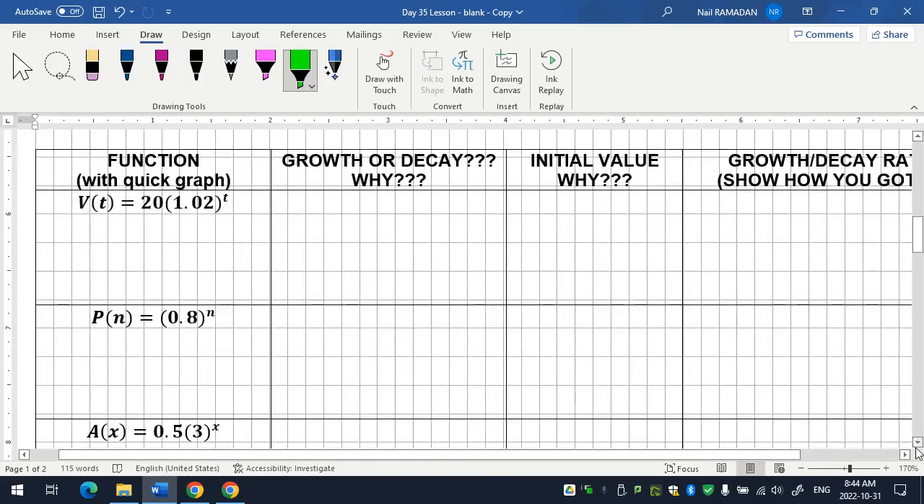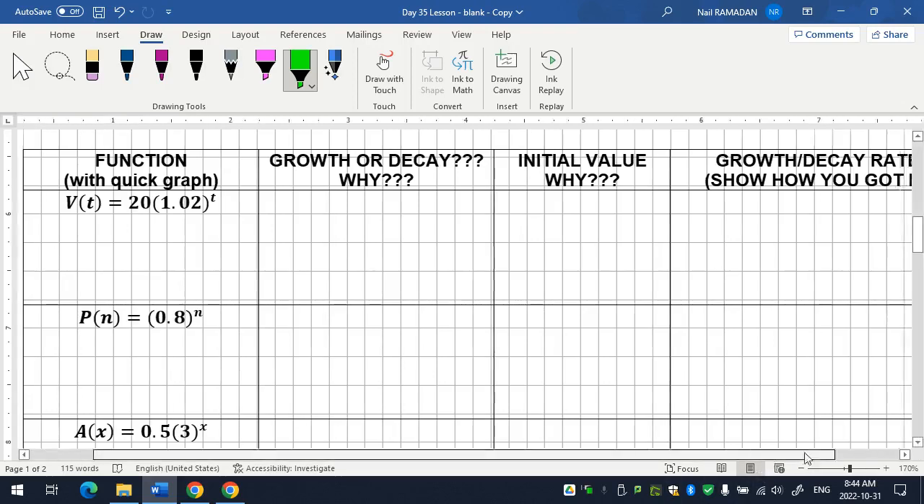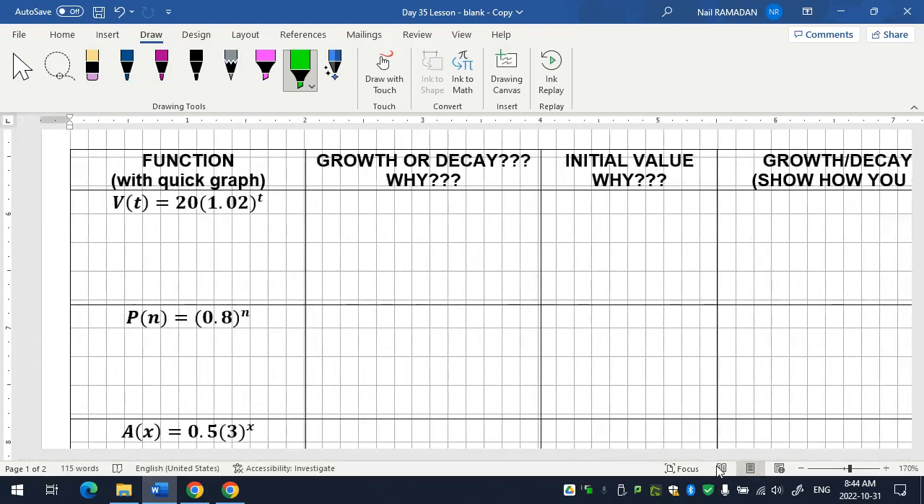Okay. You've got a bunch of functions. For each function, listen up. For each function, you have to tell me three things. First, you have to tell me, is it growing or decaying? And you have to say why. Then you have to tell me what's the initial value. And then you have to tell me this. Is there another thing or that's it? That's it. Okay. Come on, focus.